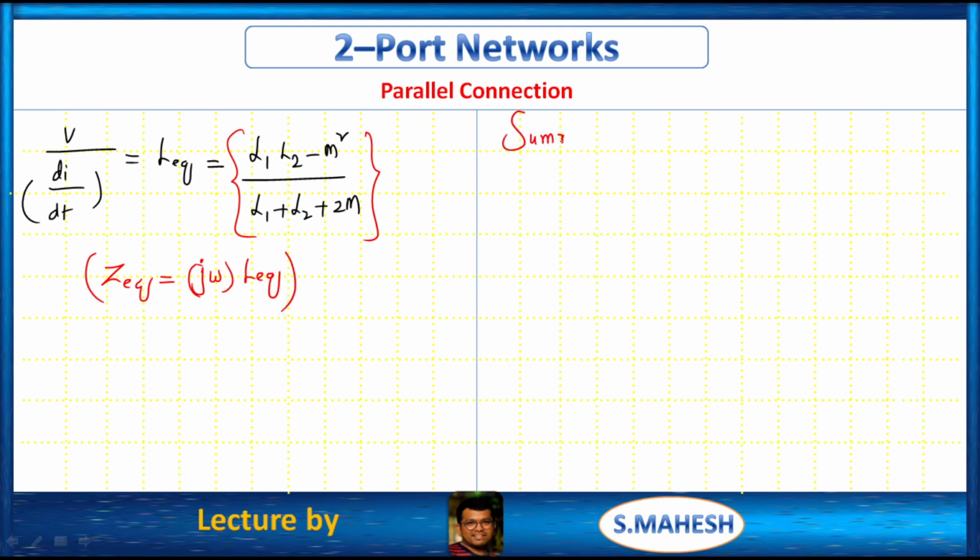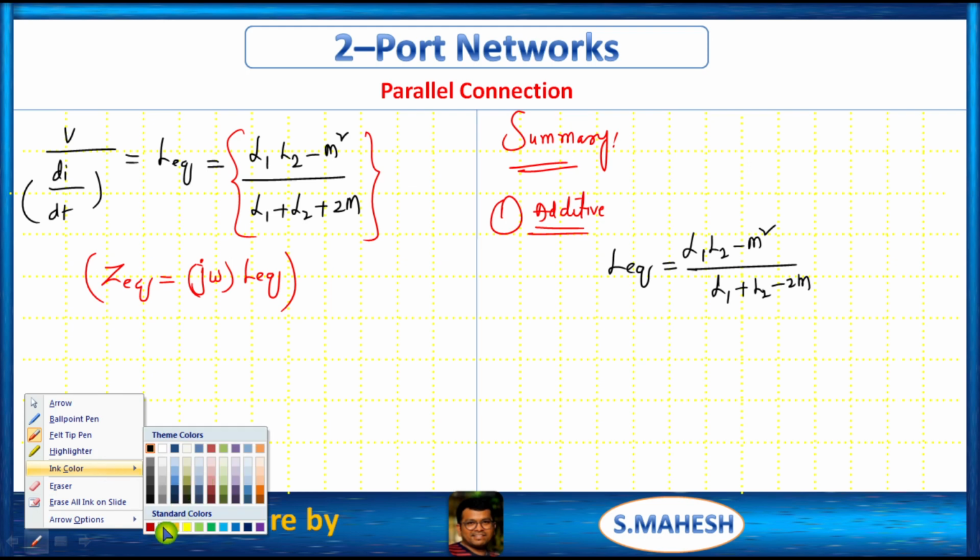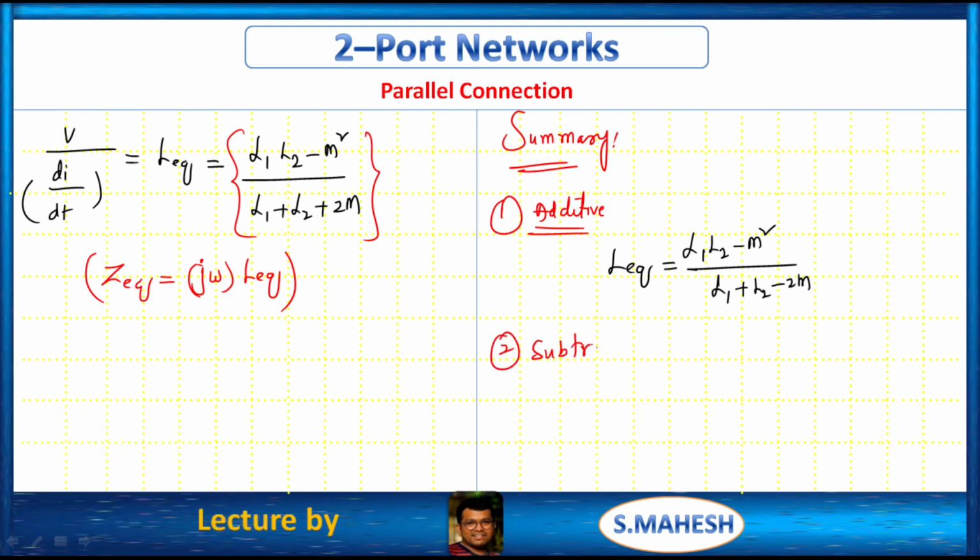Now we have to write the summary. First one is additive. In this additive, what is the L equivalent? L1 L2 minus M square by L1 plus L2 minus 2M, right? Second one, subtractive polarity. In this subtractive polarity, L equivalent is L1 L2 minus M square by L1 plus L2 plus 2M. That's it. This is about series and parallel connection.